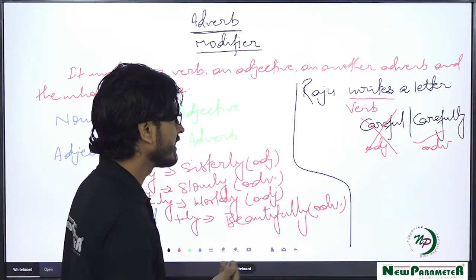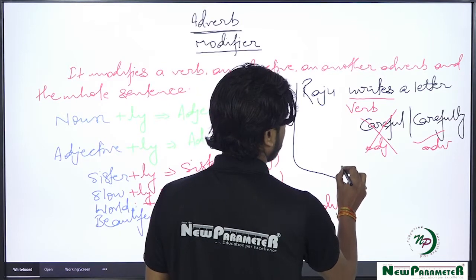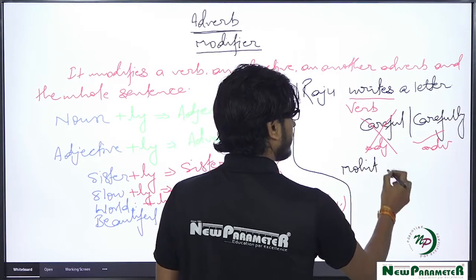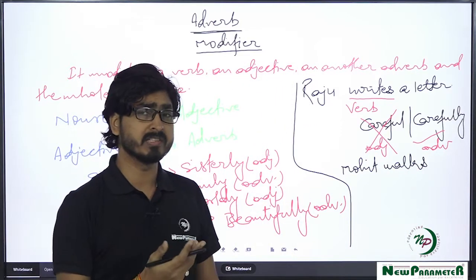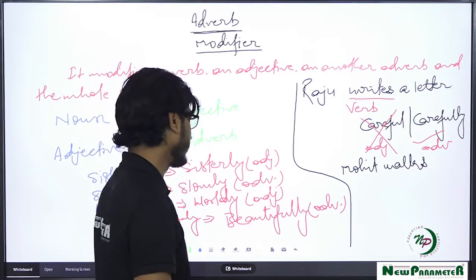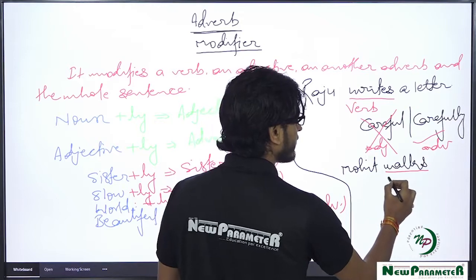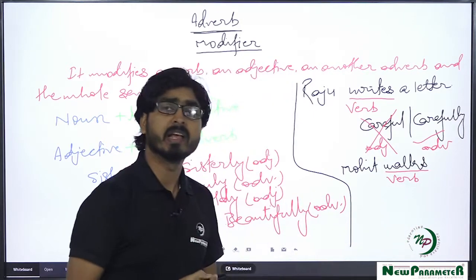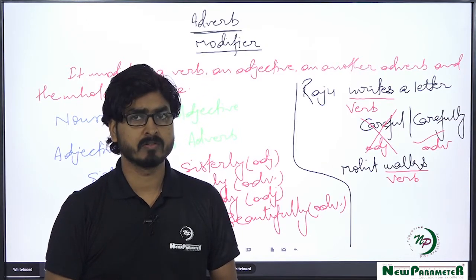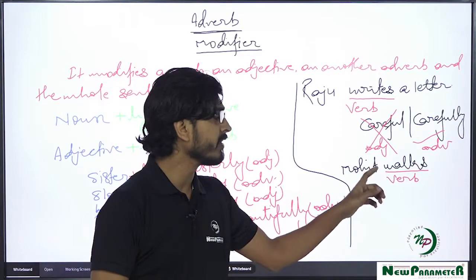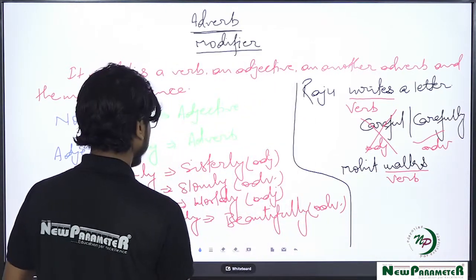Now we see another example. Mohit walks. What is the action of Mohit? We can say he walks. Mohit walks. So walks is what? It is a verb, or we can say it is an action. But we don't have the way Mohit walks. So I have to modify the way he walks. Now I'm just giving you two options. First one is what?